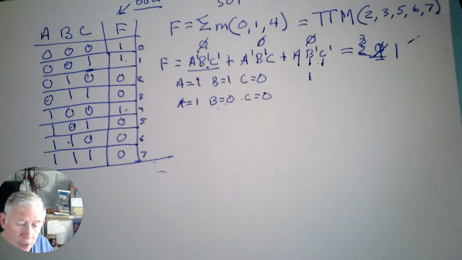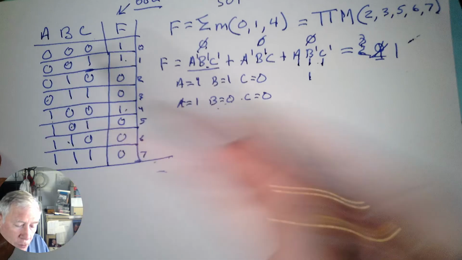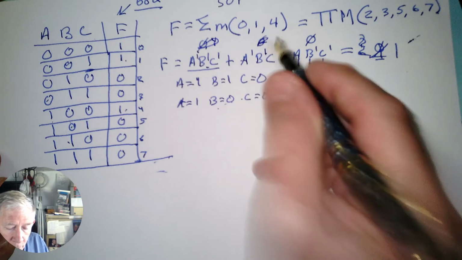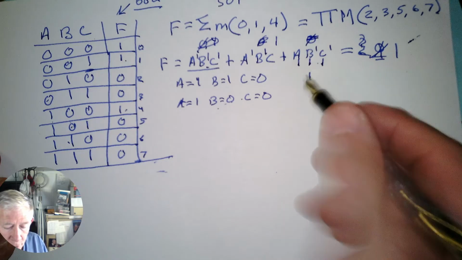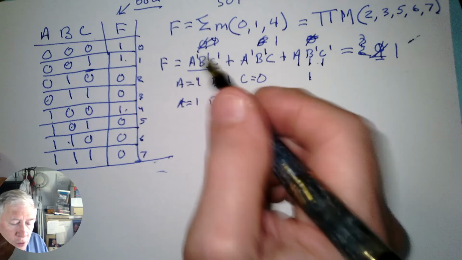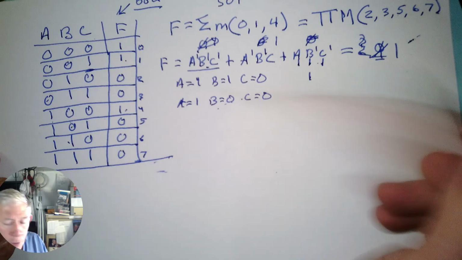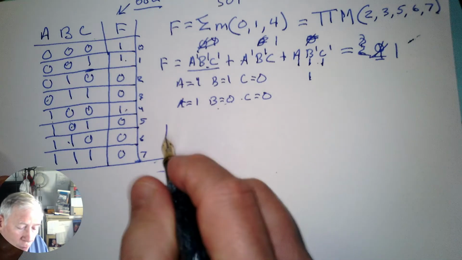And it turns out that for row 0, it would also give the right answer because A, B, C are all 0, so this term would become 1. For row 1, this term would become 1. And then finally for row 4, we just saw this term becomes 1. So these make it 1 for these 3 rows and 0 everywhere else. Exactly what we want. What about the maxterm? Same thing, only the opposite.